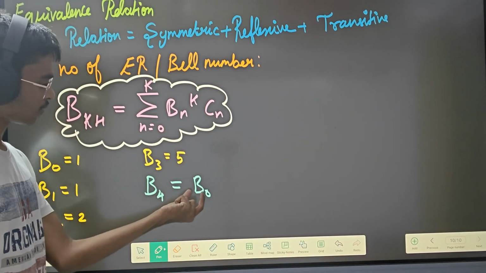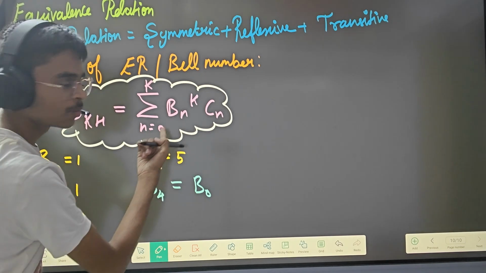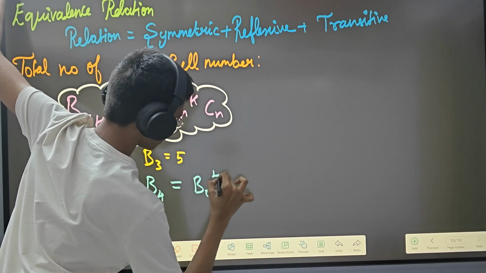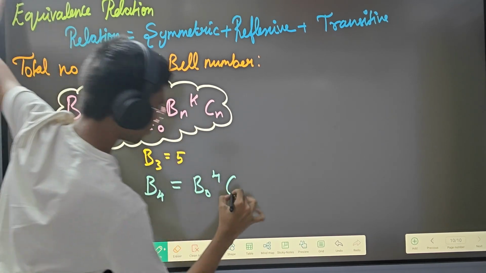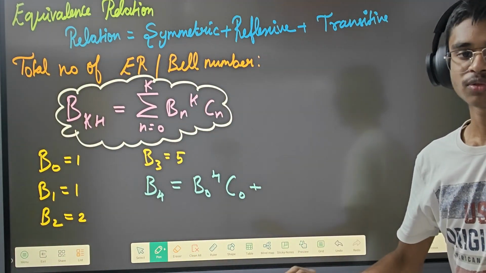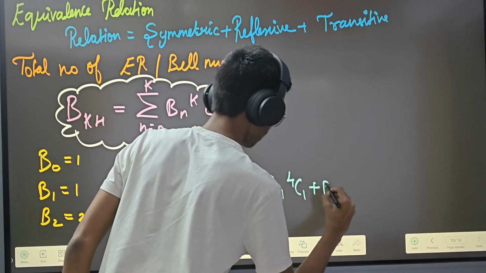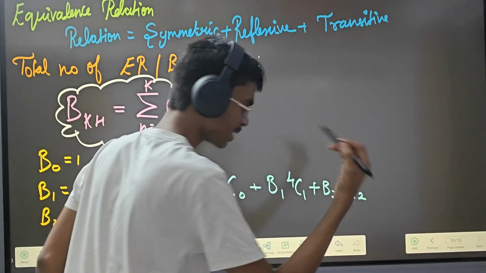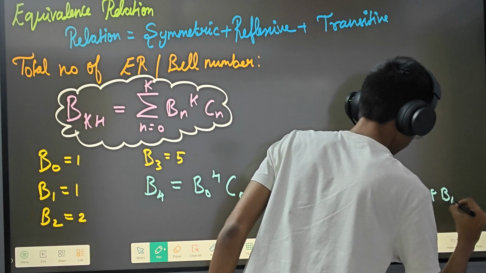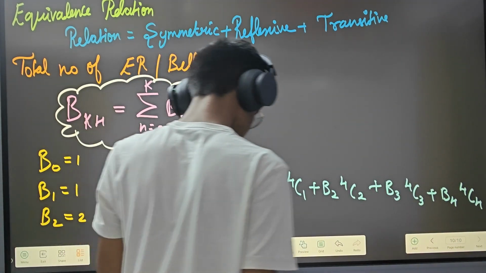Coming back here, this is B0, because 0 is the lower limit and k is the upper limit, so 4C0. Here n goes from 0, and in place of 0 you put 4, like that you continue. So next is B1 4C1 plus B2 4C2 plus B3 4C3 plus B4 4C4. All done, clear.